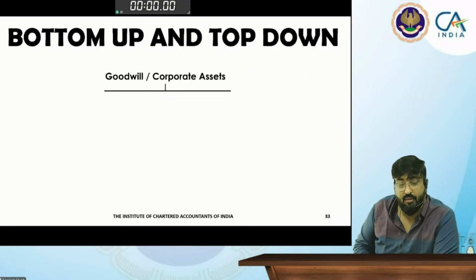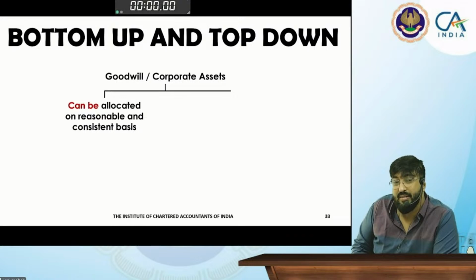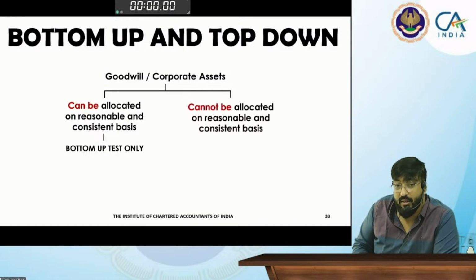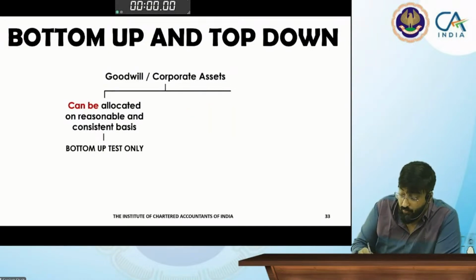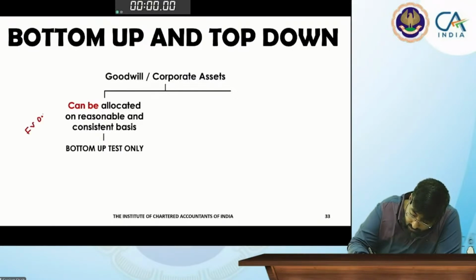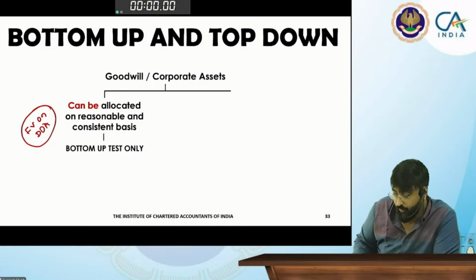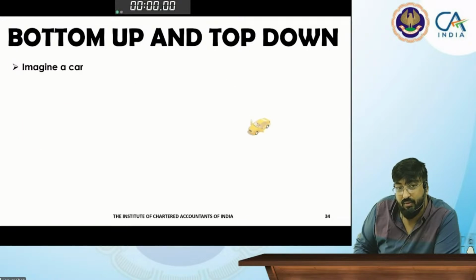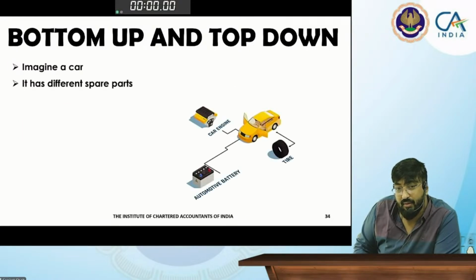Bottom up test. Goodwill can be allocated on a reasonable or consistent basis. Then bottom up test only. If you can divide goodwill over these 3 assets, Rosalin ji, independently, in which ratio did you divide it? Fair value on the date of acquisition. And if it cannot be allocated on a reasonable basis, then bottom up test and top down both. I have already told you this.